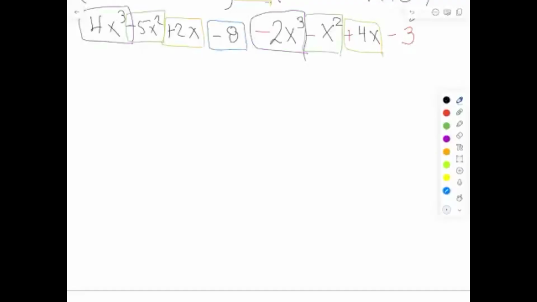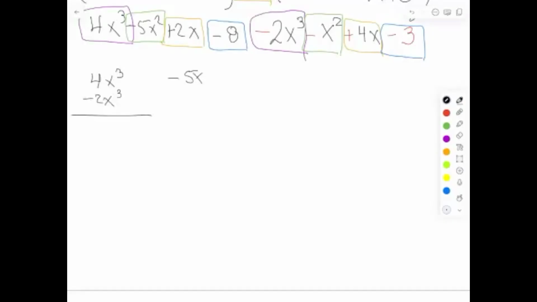You see the pretty colors? Don't forget them. 4x to the third minus 2x to the third. Boom. Next, minus 5x squared.